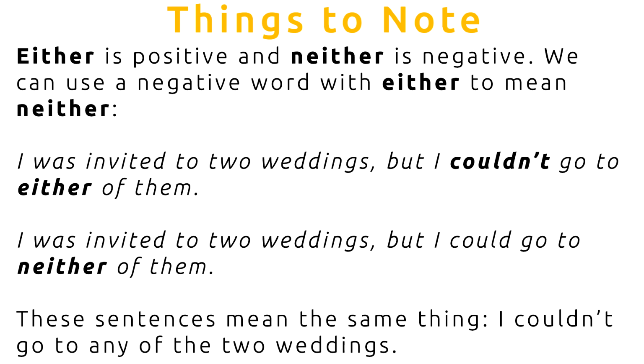Now, the second sentence is exactly the same meaning. It says, I was invited to 2 weddings, but I could go to neither of them. These sentences mean the same thing. It means I couldn't go to any of the 2 weddings.